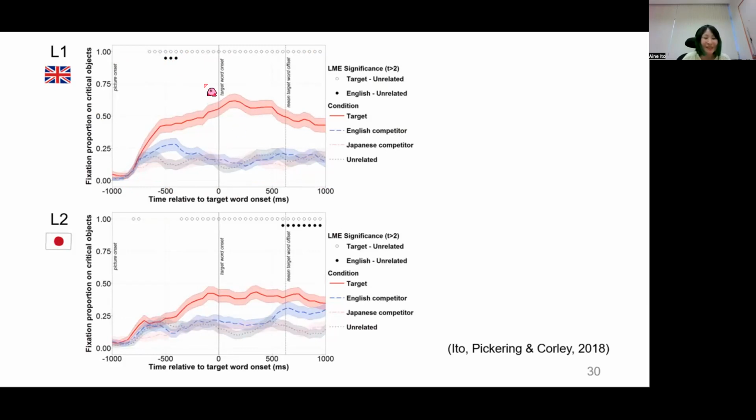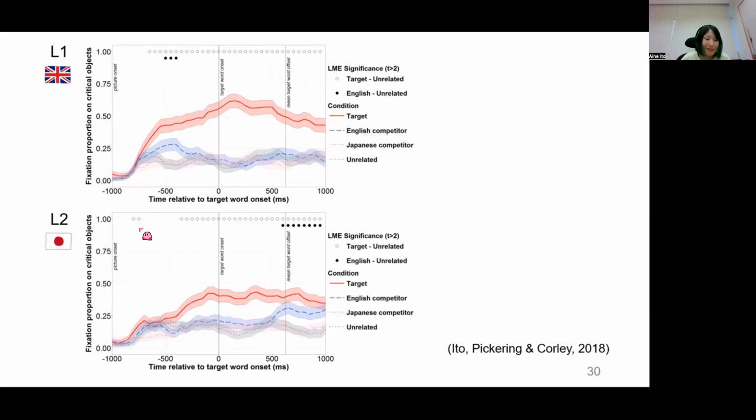But if we do that, what we get is a significant effect from around here to here for the target versus unrelated comparison. And for the English competitor versus unrelated comparison, we get these 3 time bins that are found to be significant. And similarly for the L2 speakers' data, we see something happening at the beginning that's showing a significant difference between the target and unrelated condition.